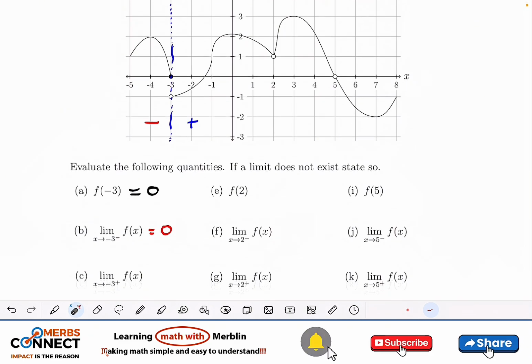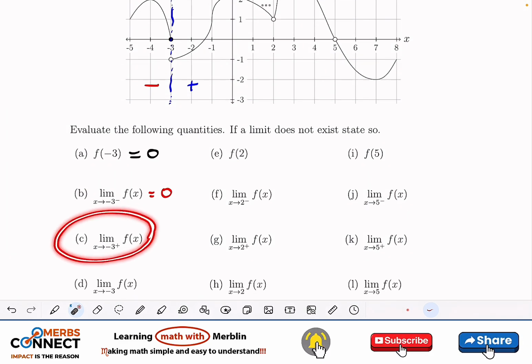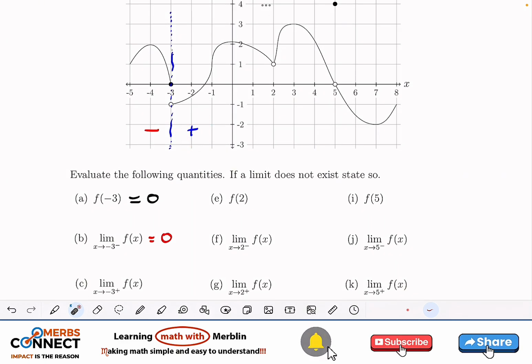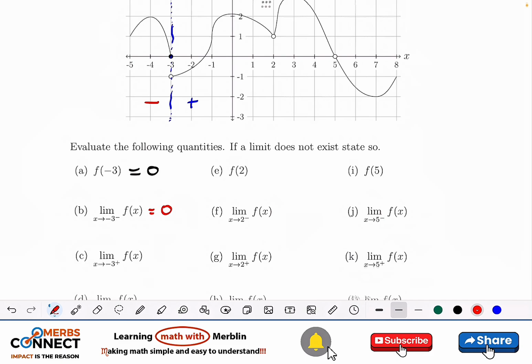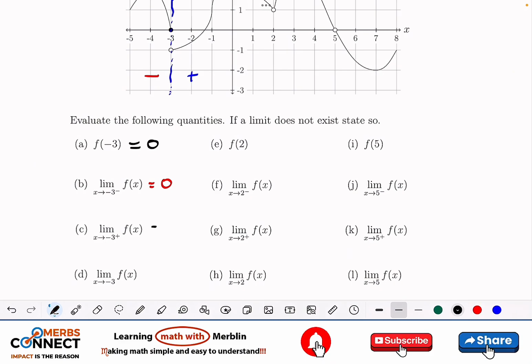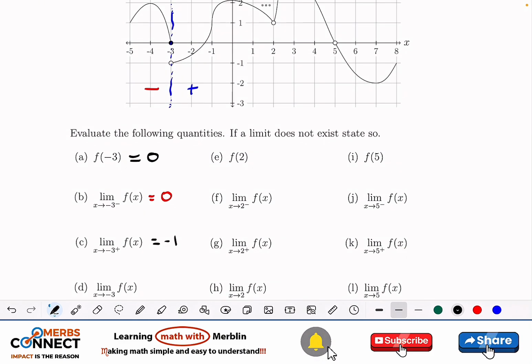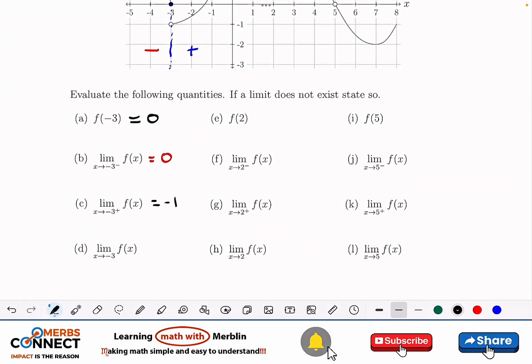Now let's look at C. This one we are looking at the positive side. What's the graph on the positive side of negative 3? It is this graph. So let's move along, getting close to the blue line. And we see that this is where we meet the blue line. So we trace it to the y-axis and we have negative 1. So this is going to give us negative 1. It's very simple to just go with that.